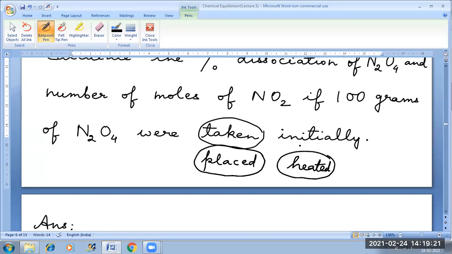So whenever you see these words, you have to immediately take that thing to be the reactant.